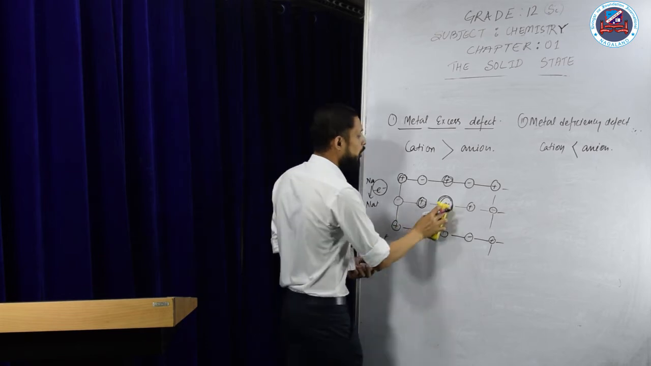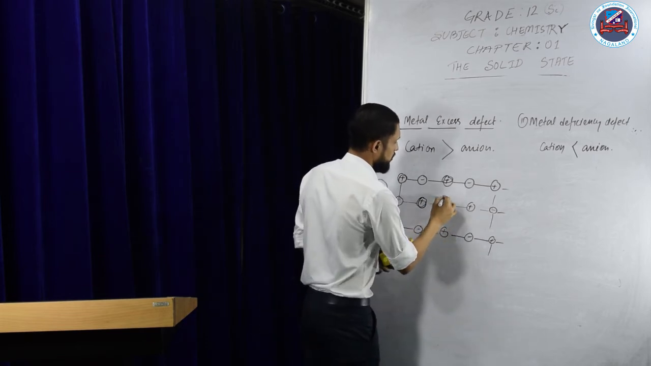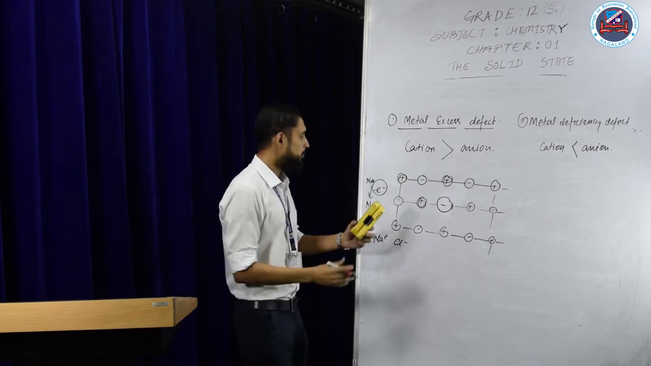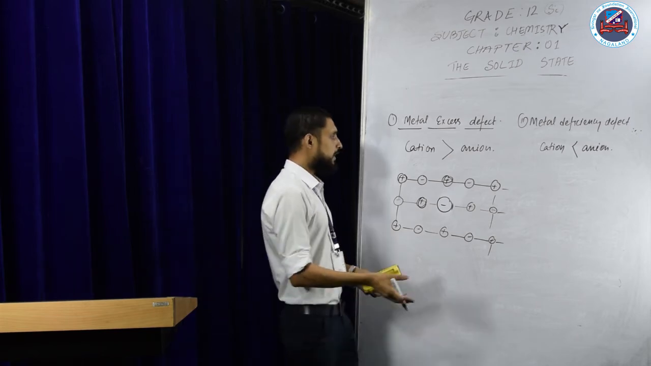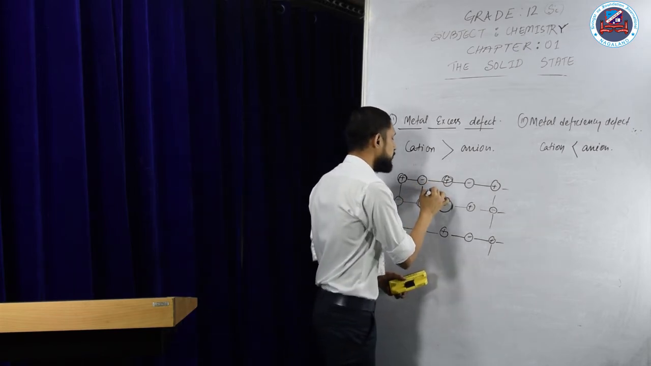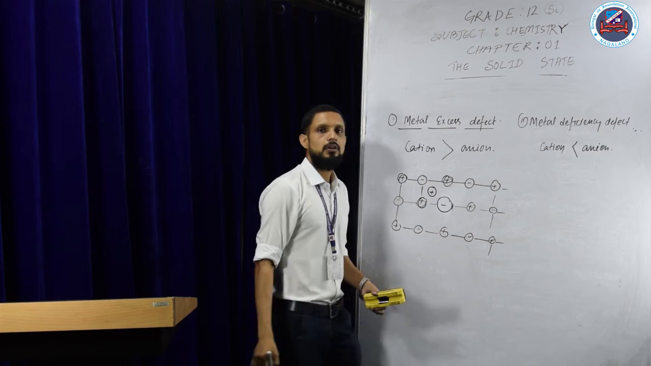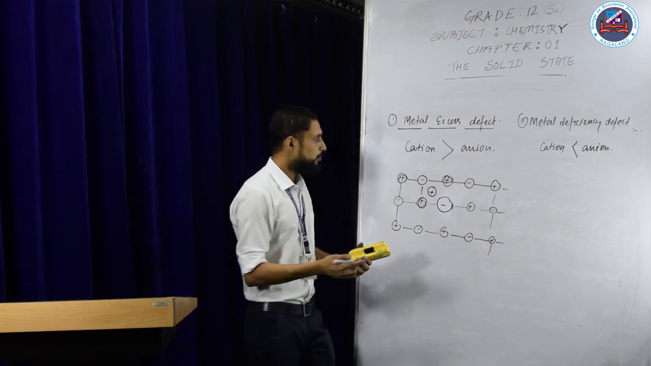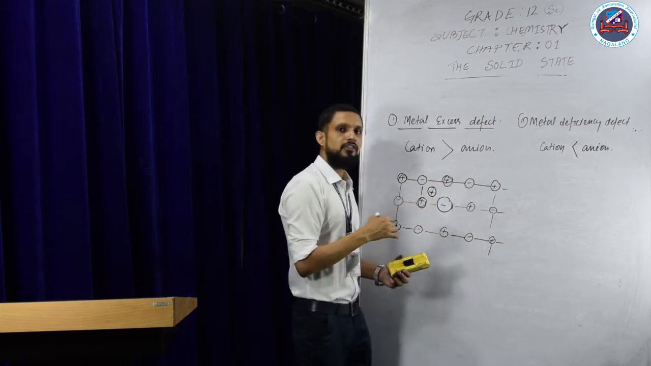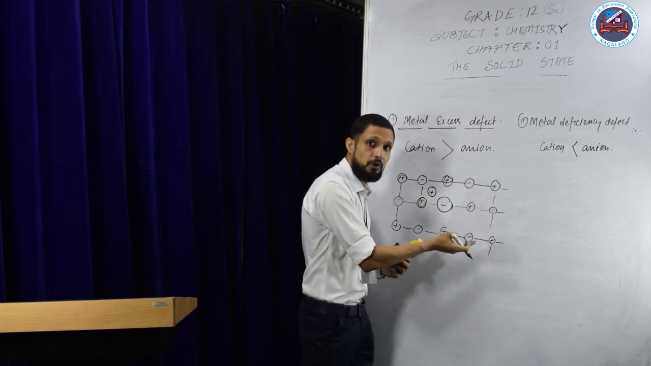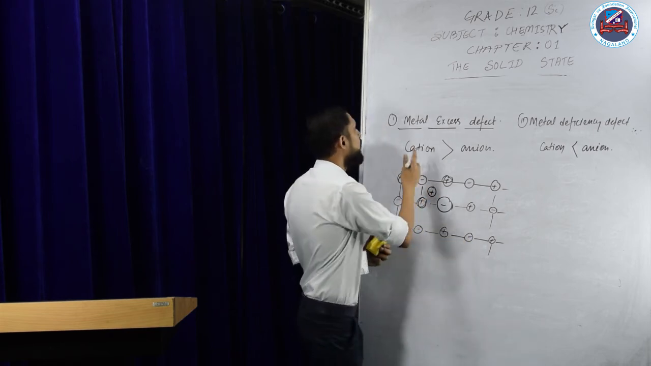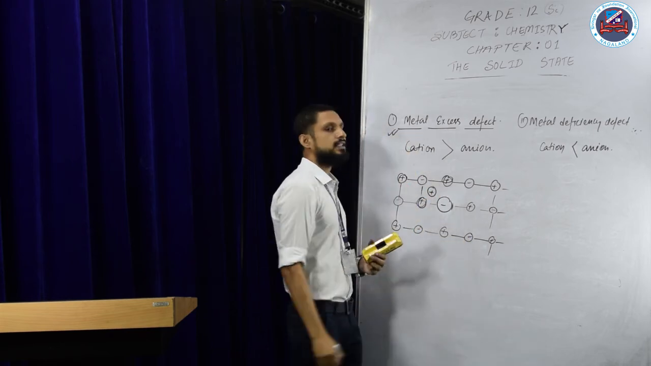Now the second possibility. The crystal has equal number of positive and negative ions. Now in case there is an additional positive ion in the crystal, like an impurity, the number of cations again becomes more than the number of anions. So this also will cause metal excess defect.